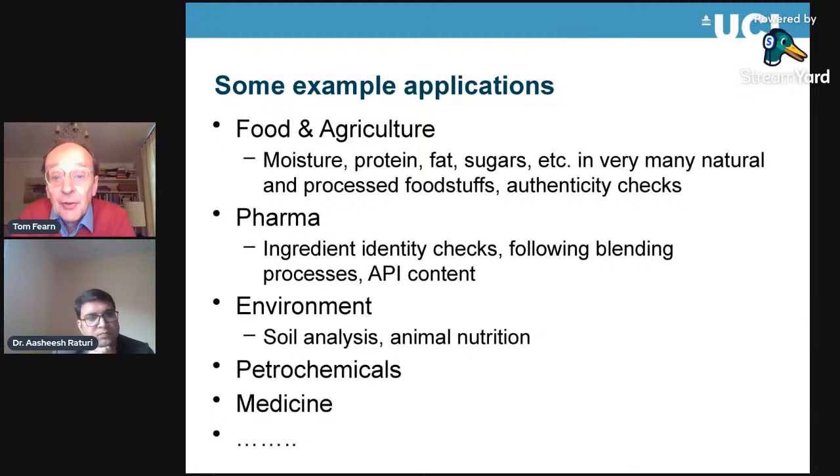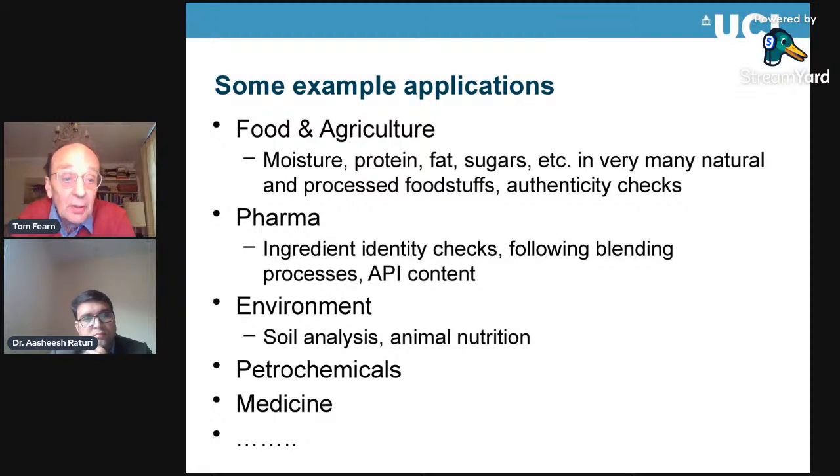It's now used for lots of other things. It's used for measuring those sorts of things in lots of foodstuffs, both raw materials and processed foodstuffs. It's used for lots of authenticity checks as well. There's quite a lot of cheating that goes on with high-level food products, and it's possible to do quite a lot by way of checking authenticity using near-infrared. So lots of applications there, and they sort of drove the expansion of the commercial market in these machines.